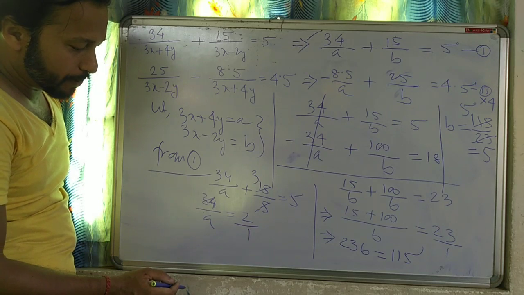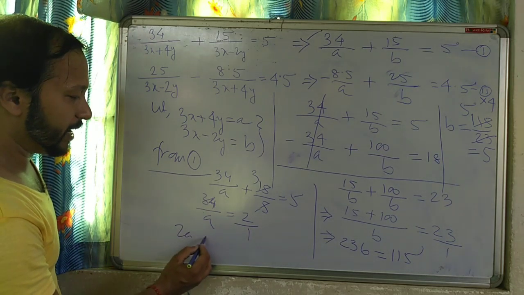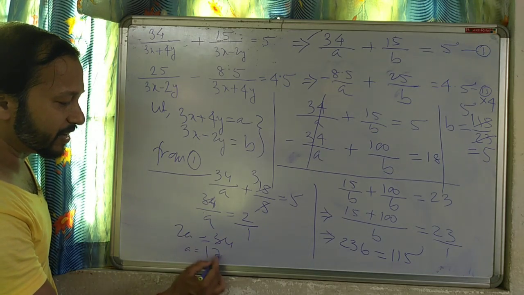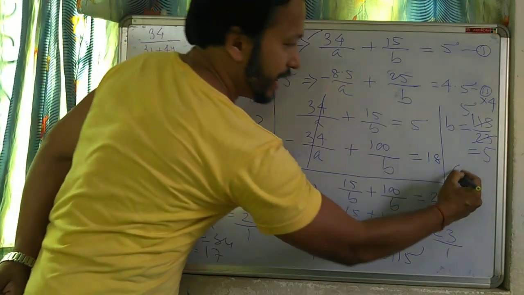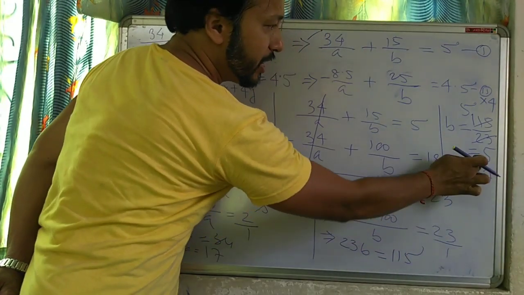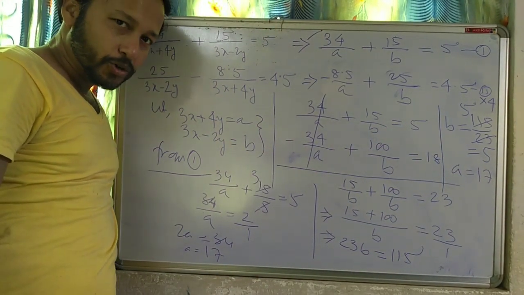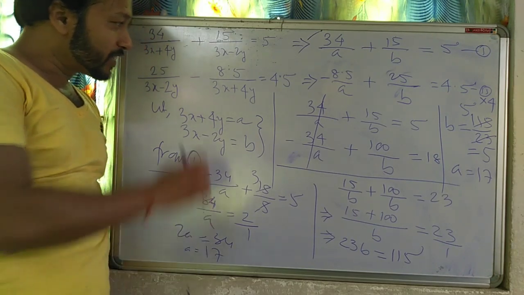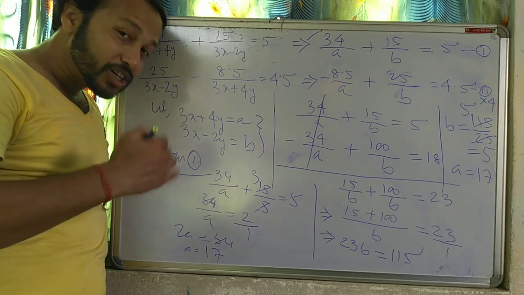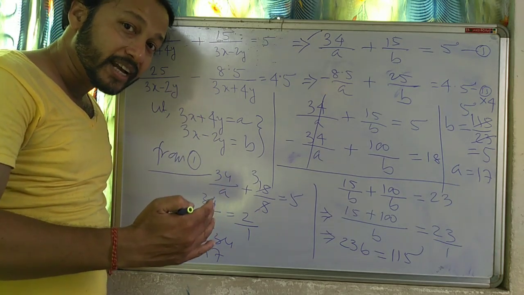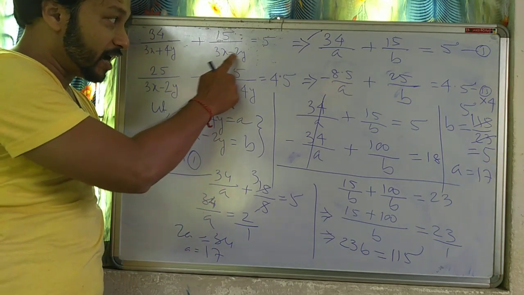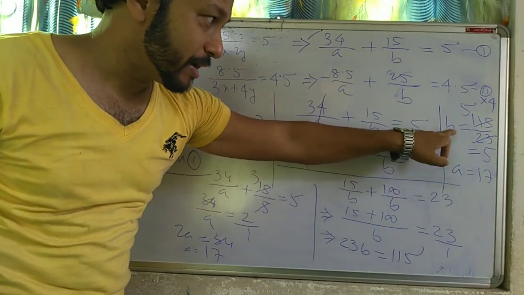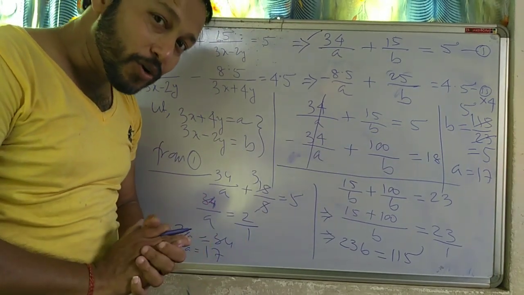Now cross multiplication. 2a equal to 34. So a equal to 34 by 2, that is 17. So we got a equal to 17 and b equal to 5. I hope you understood. But the sum is not finished yet, because in the question they asked me to find the value of x and y. We got a and b, and from this a and b we have to find the value of x and y.